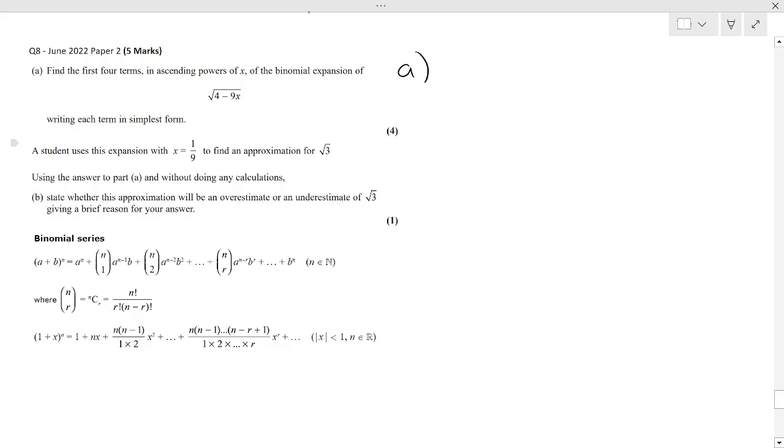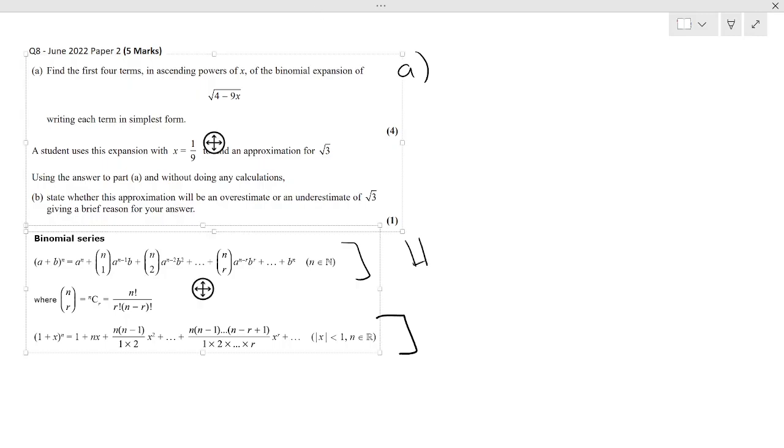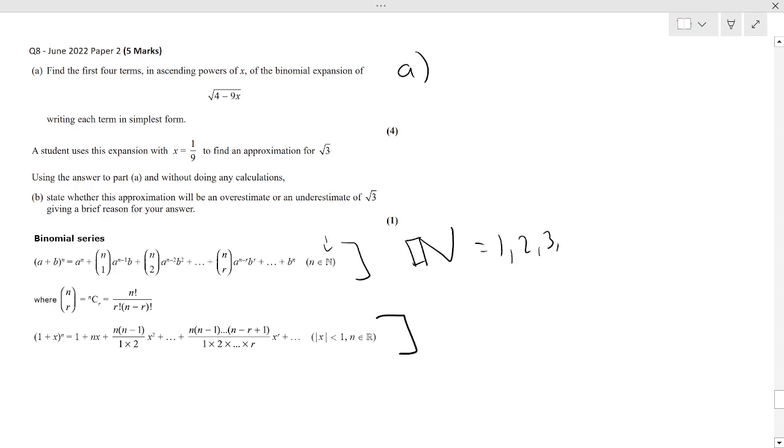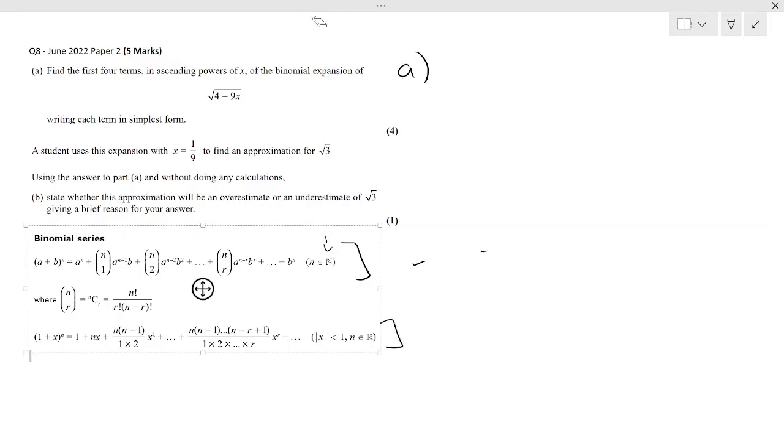So it says find the first four terms of the binomial expansion of root 4 minus 9x. And essentially that is using this formula here. This is the AS version, but this only works when n is a positive integer. So this little n here means the natural numbers: 1, 2, 3, 4, positive integers, whole numbers, right? But obviously we're going to have a surd, so it's going to be fractional. And pretty much always, at least for A level, you're going to have to use this formula, okay? But that's really all we're going to do.